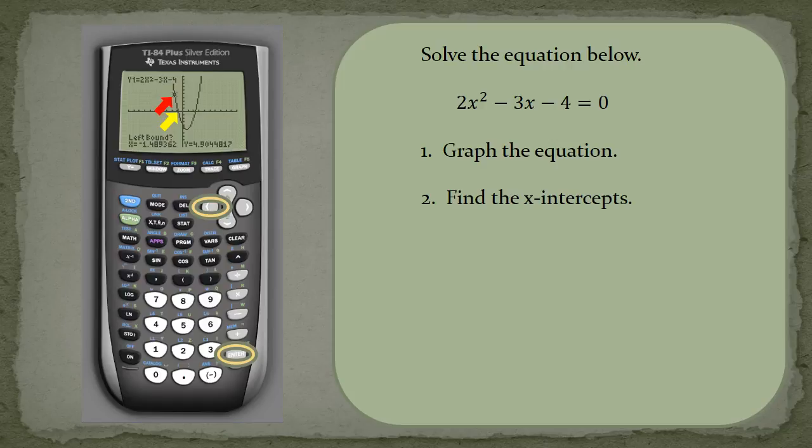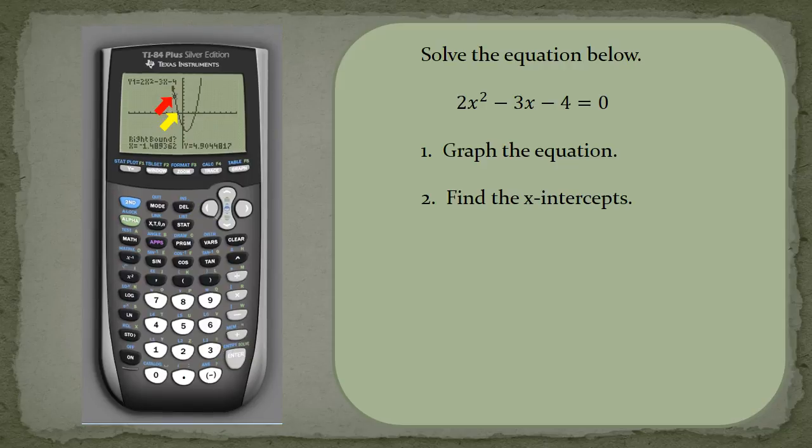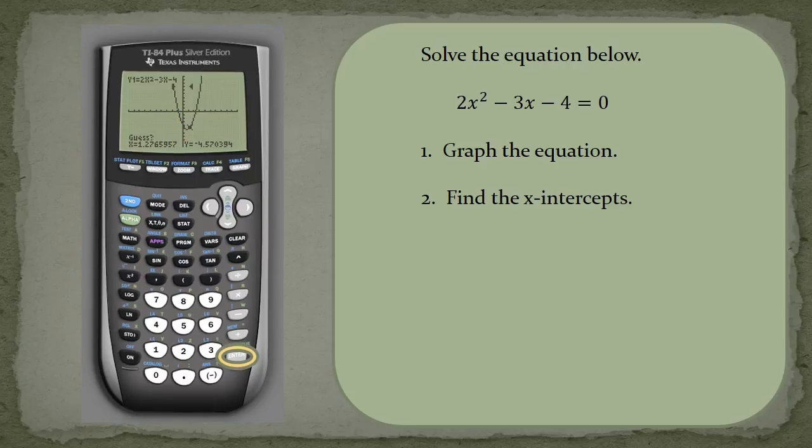Move your cursor to the left side of the x-intercept using the left arrow key, and when you're on the left side, hit enter. The calculator now prompts for a right bound. Use the right arrow key to move the cursor to the right side of the x-intercept without passing the other x-intercept. Hit enter. Hit enter again in response to the guess prompt.